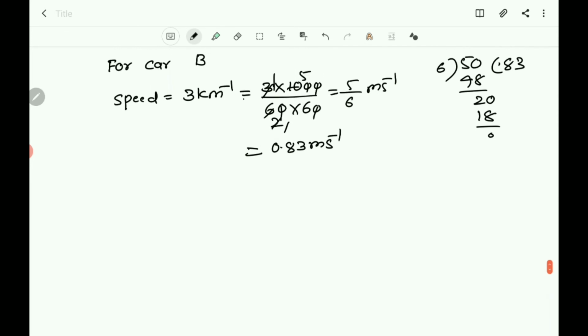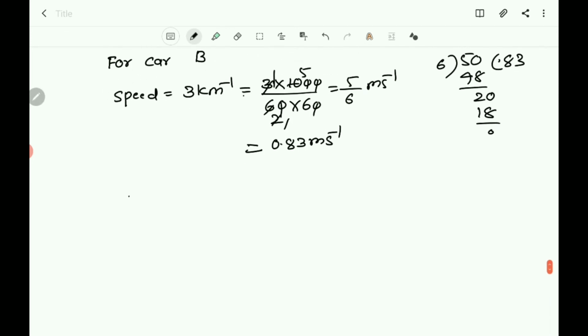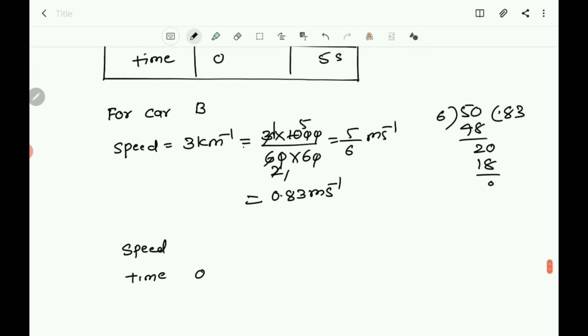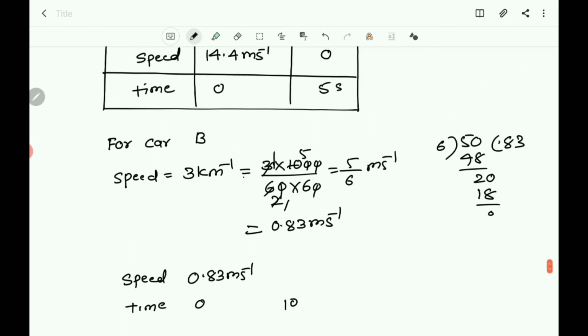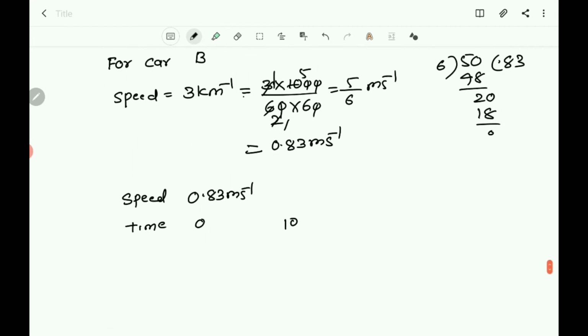Here again you take the speed and time chart. When the time is 0, that is the initial speed, the speed is 0.83 ms to the power of minus 1. After 10 seconds, when the brake is applied, it comes to rest. So after 10 seconds speed becomes 0. So this is the chart here.